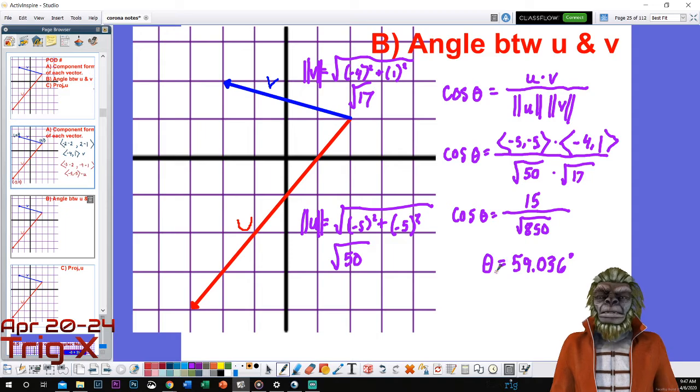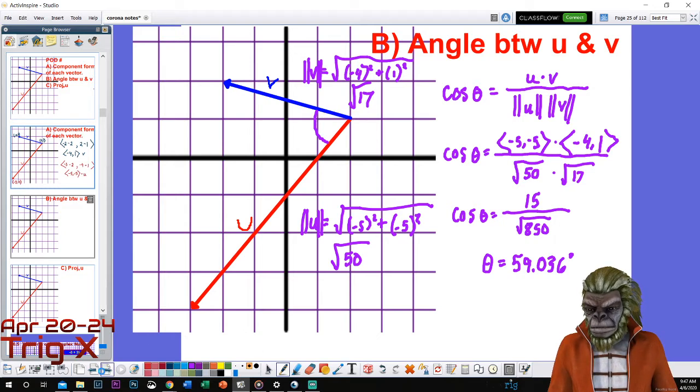So, my final step is to look at this and see if this answer makes sense. Does this look like a 60-degree angle to you? It does to me, so that's good.